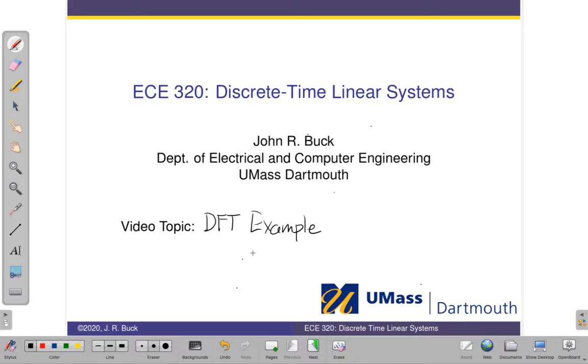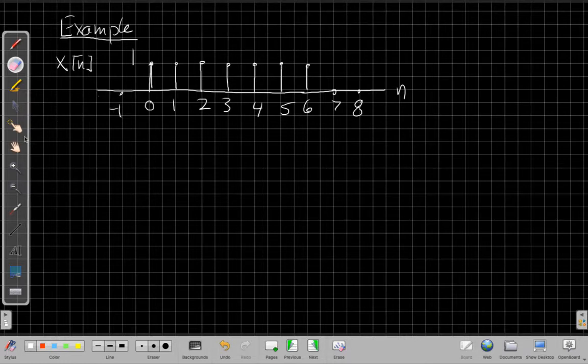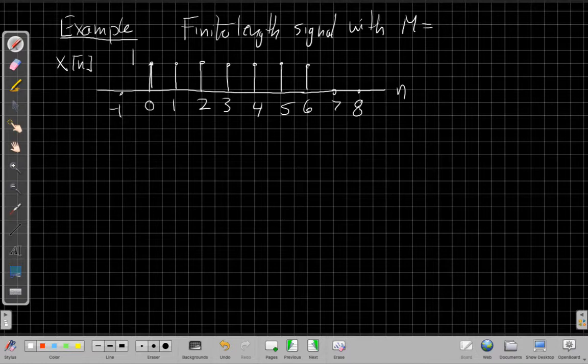Right, so for this example that we're going to do both on paper and then in MATLAB computationally, I'm going to use this signal. This is a finite length signal like we talked about. Before I get ahead of myself, I'm going to have two different examples of how I compute it. To start with, I have this as our finite length signal. We go from 0 to 6, so it's a 7-point signal.